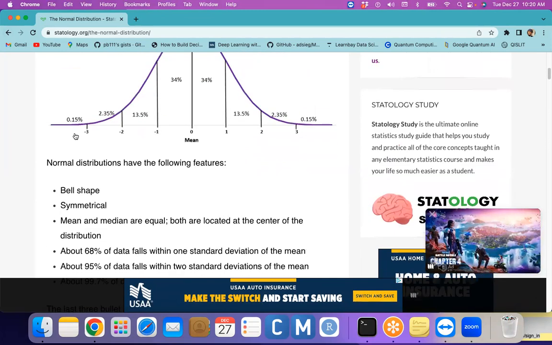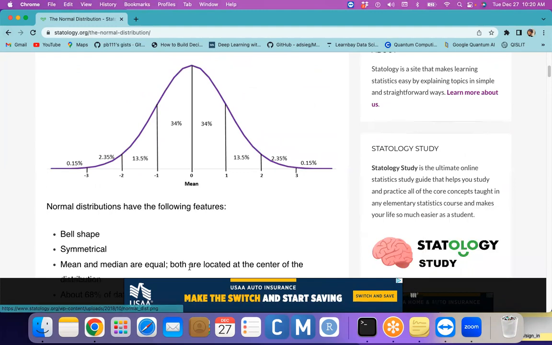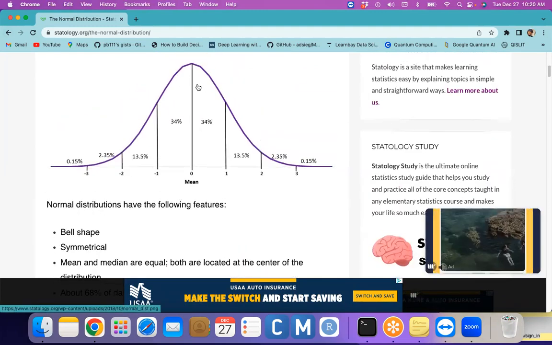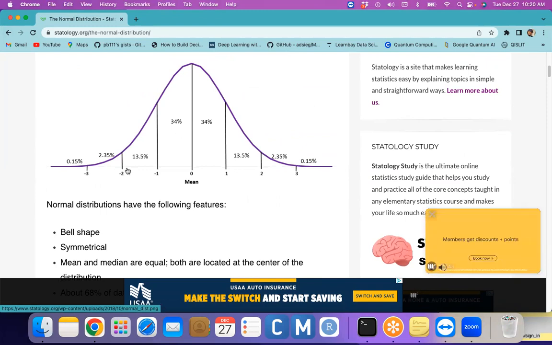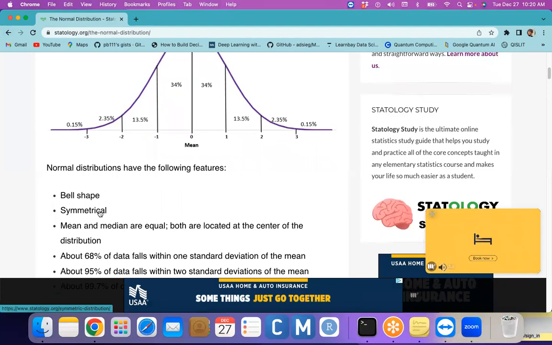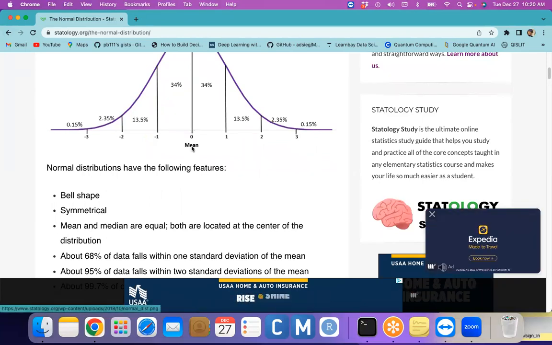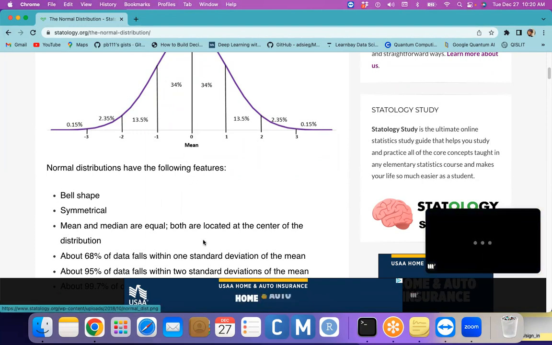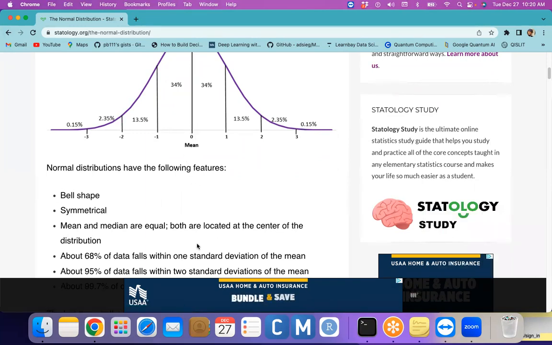Bell shape, yes, of course it's a bell shape. And symmetrical distribution. Symmetrical in the sense that the left side of this exact middle and the right side are equal. That we are calling symmetrical. And mean and median are equal. So here the mean and median both are located at the same point.